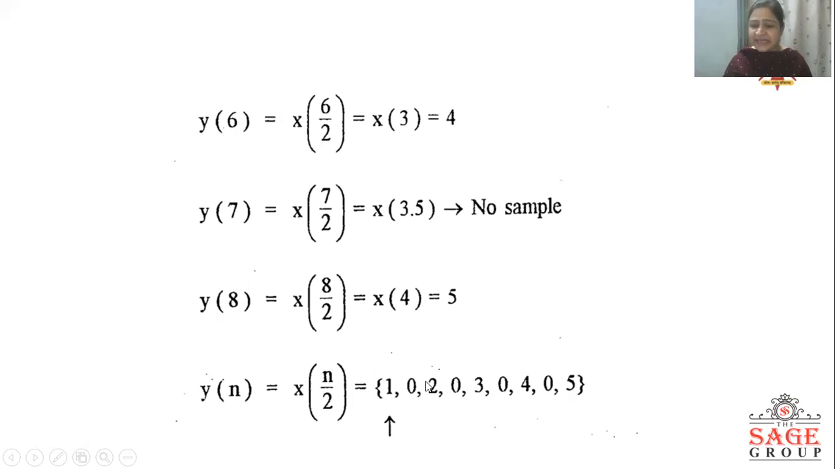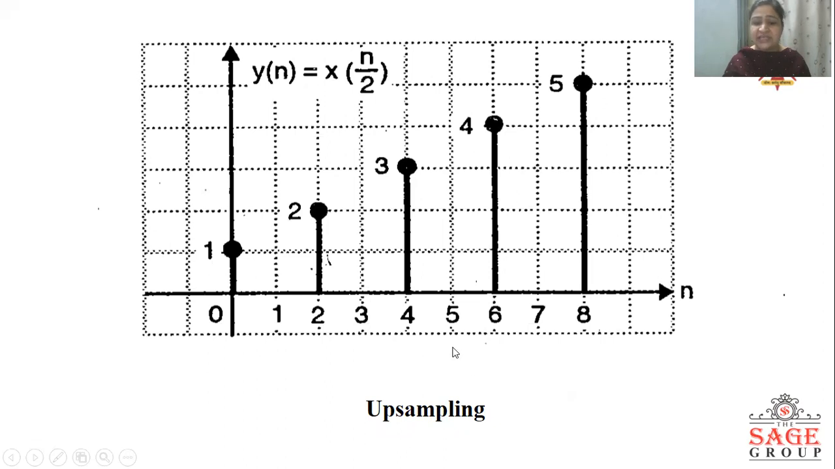That means here the sampling interval is reduced because between the two samples 1 and 2, I am taking one more sample, which is 0. So here the sampling interval is reduced. That means we are increasing the sampling rate. That's why this operation is also known as upsampling. So this is the sequence y[n], which is x[n] by 2, which is 1, 0, 2, 0, 3, 0, 4, 0, 5. So this operation is known as upsampling because in this case, the sampling rate is increased.